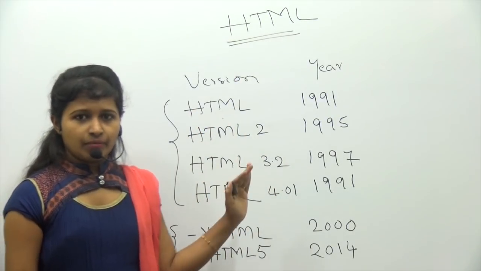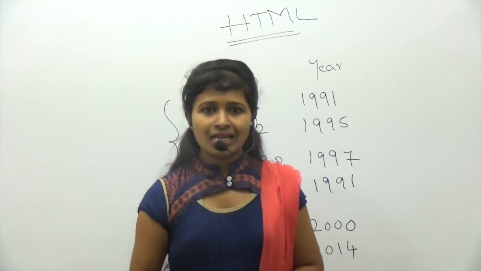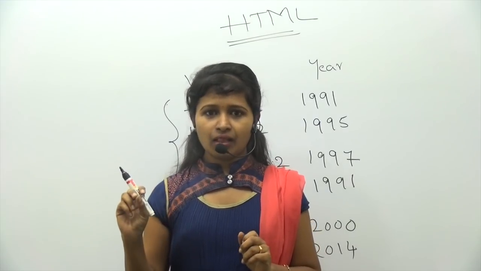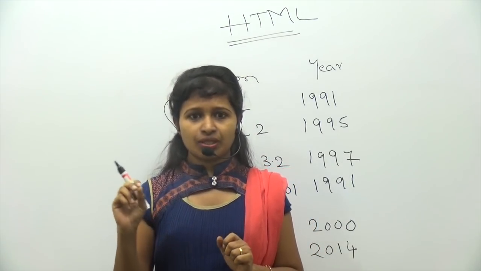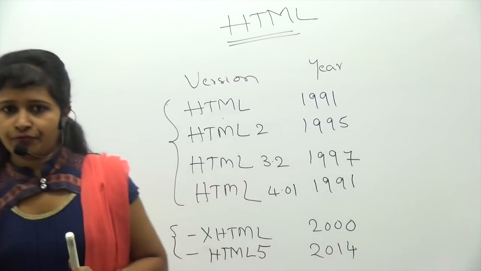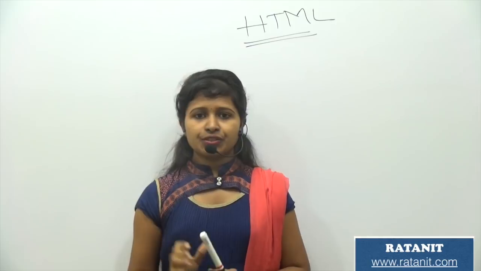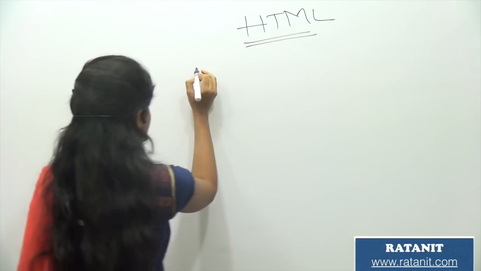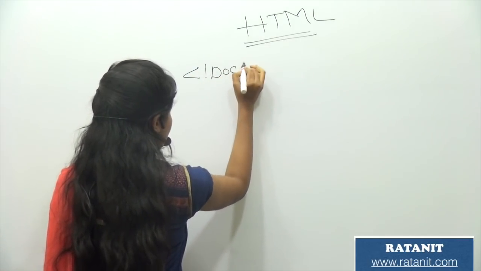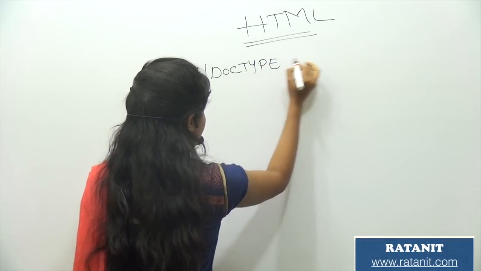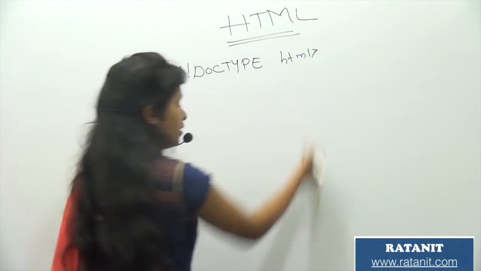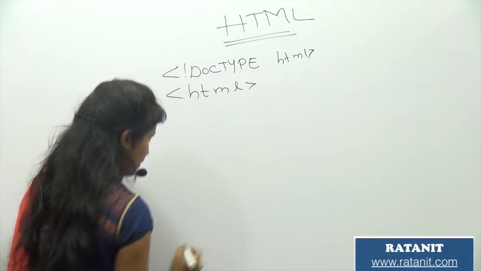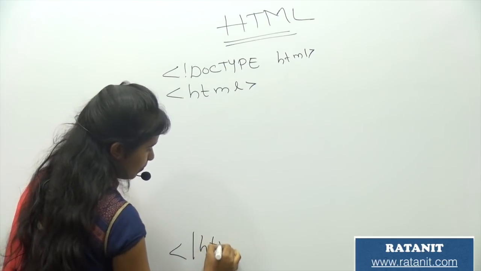I hope you understood this well, and we are going to the next topic, that is the structure of a basic HTML program, or the structure of a basic HTML page. How does it look? We are going to see now. The structure of a basic HTML page contains several tags, and the tags are, see, doctype HTML. This is one of my tags, and another tag is HTML, and I am going to close this HTML.